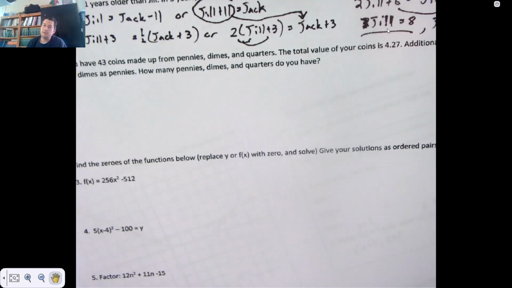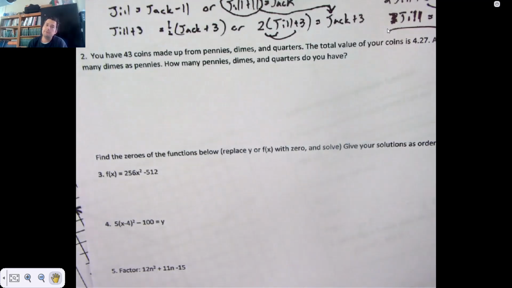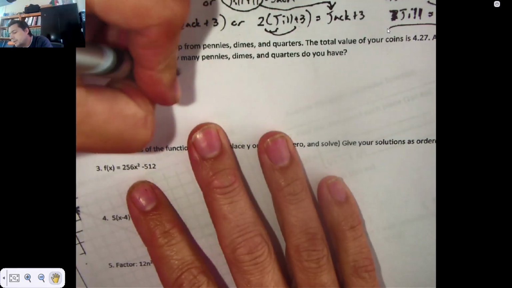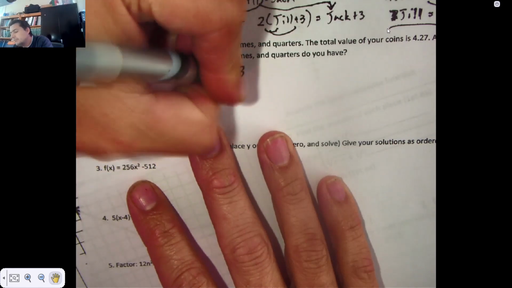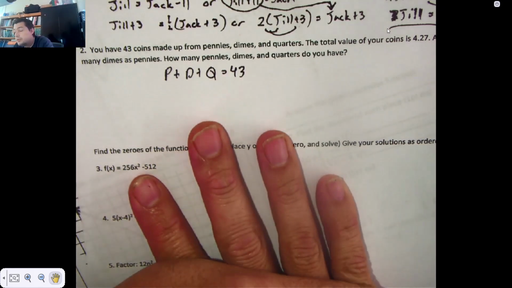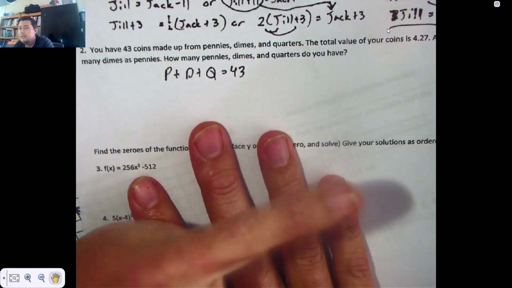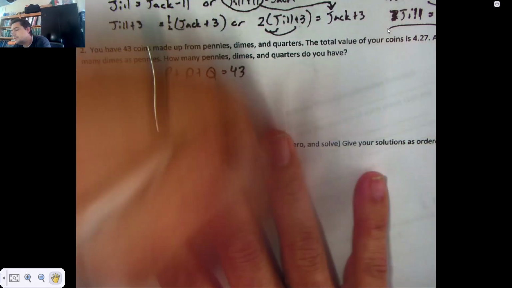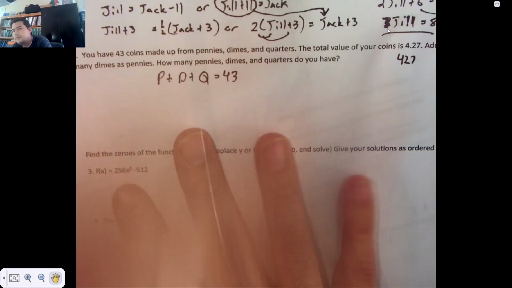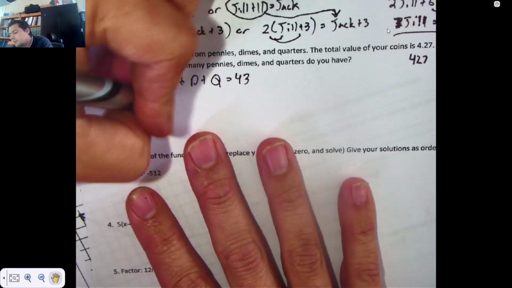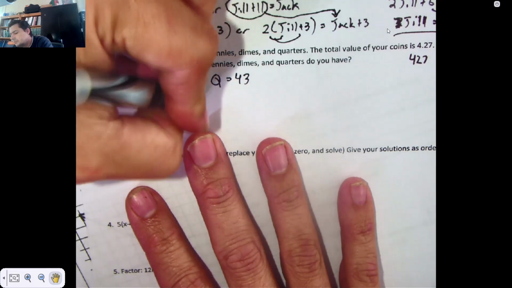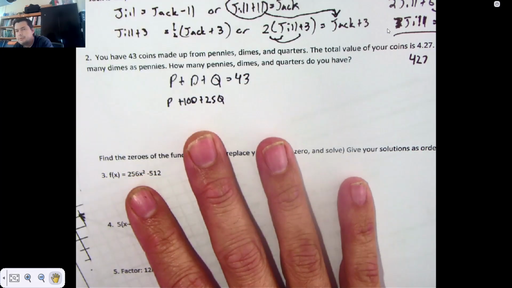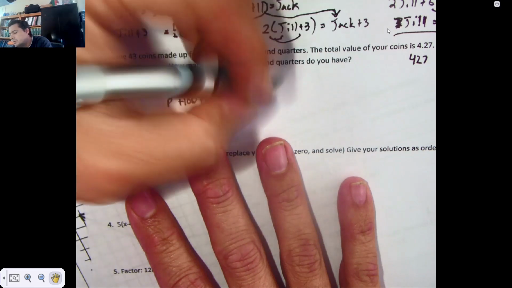So there's Jack and Jill. 2 is the money problem. You have 43 coins made up from pennies, dimes, and quarters. So if you take the numbers of pennies and dimes and quarters and you add them together, you'll get 43. Total value is $4.27, and I will do that using pennies. It'll be 427 cents. Instead of dollars, think pennies. Otherwise, you have to have decimals and stuff. A dime is worth 10 cents, a penny's worth a penny, a quarter's worth 25 cents.